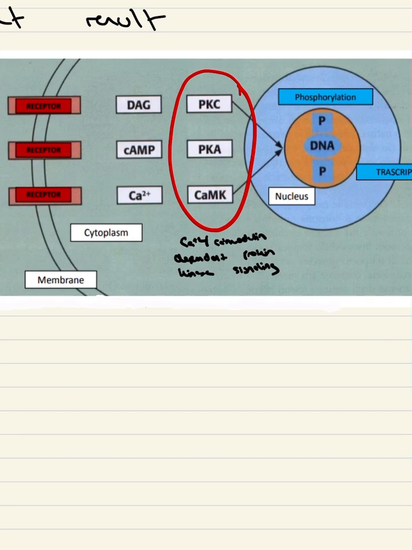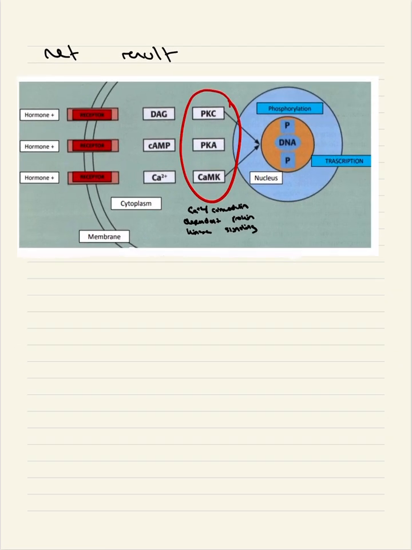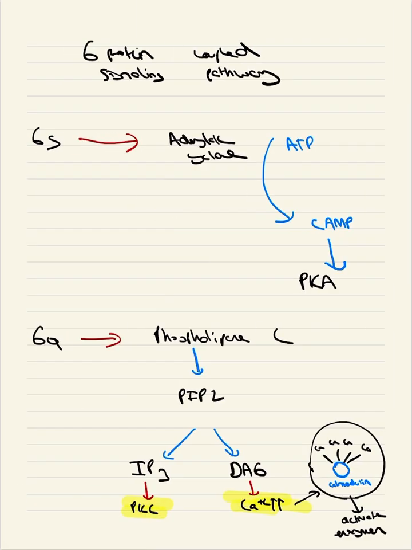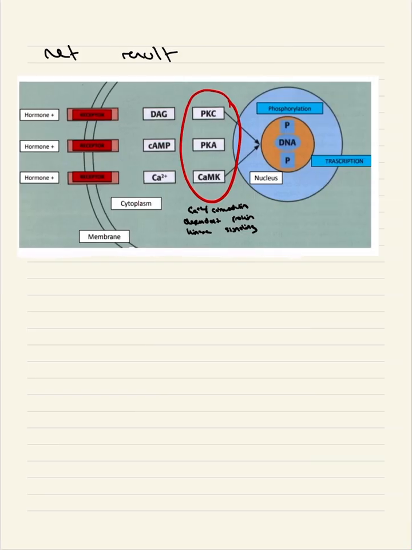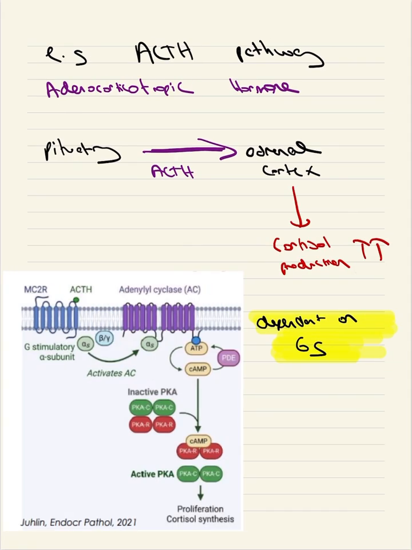And basically here, we have CAMK, which is calcium calmodulin dependent protein kinase signaling. Okay, so that's just the name. Don't get confused, but these are the net pathways of the G protein. So you can either get to PKA via the GS signaling pathway, or via the GQ you can get to PKC and CAMK.